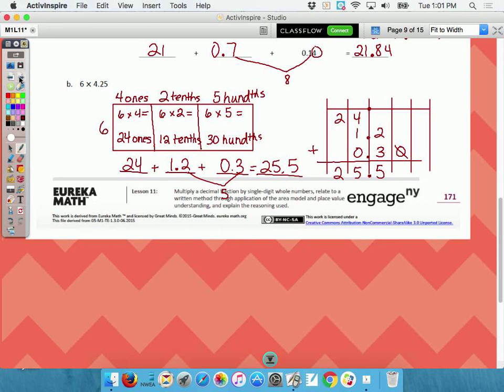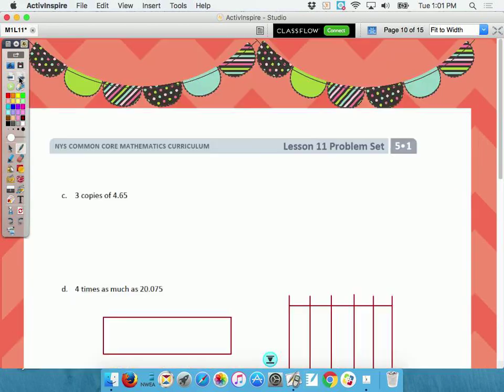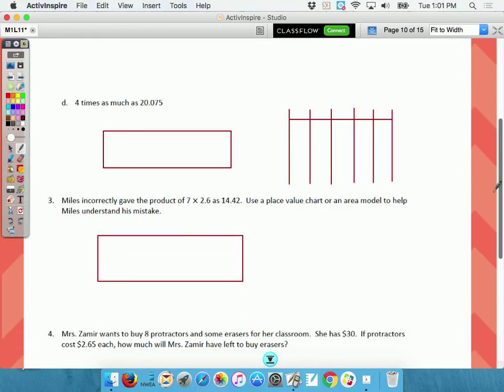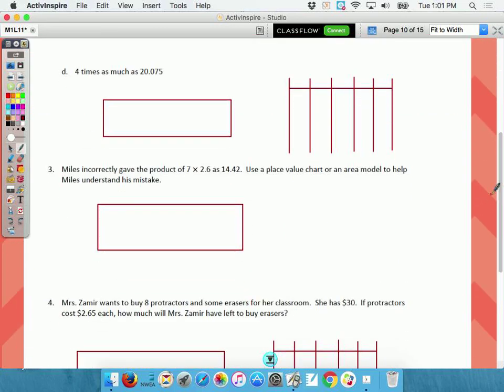Okay, let's take a look at D on the back. It's a little different. I really like it, actually. Makes you think. So this one says 4 times as much as 20 and 75 thousandths. Now, when I first looked at this, I thought, oh my goodness, we have a lot of columns on the area model. And then I went, wait a minute. Do we?